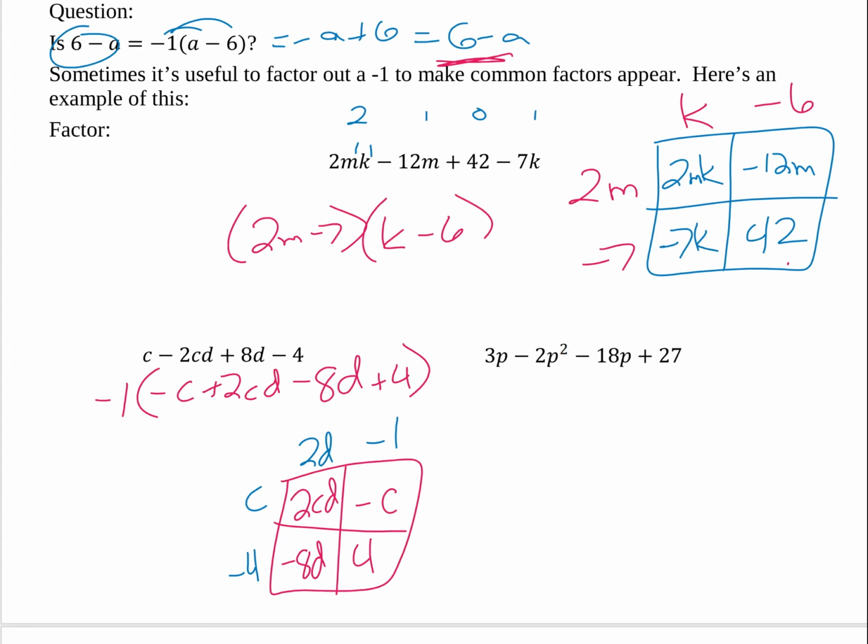Okay, so we have our answer. The negative 1 comes back in. You can write negative or negative 1 either way. And then 2d minus 1 times c minus 4, and you're done. So you have to do it that way with that negative highest degree term. Otherwise, you're going to wind up with the wrong answer. Okay, this last one, what are we going to do?